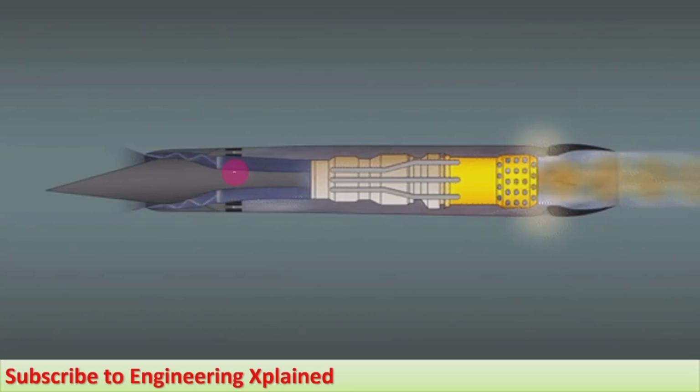Then it travels to the combustion zone, where the fuel from the fuel tank is injected and the combustion of the fuel takes place. Flue gas is produced after the combustion, and that is exhausted at a supersonic speed, which causes the vehicle to travel in the forward direction at hypersonic speed.